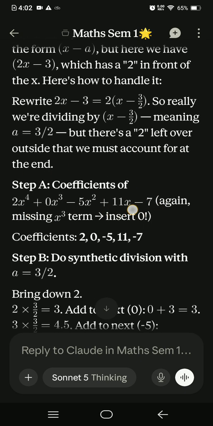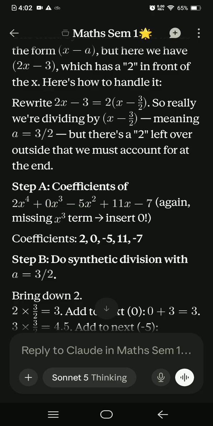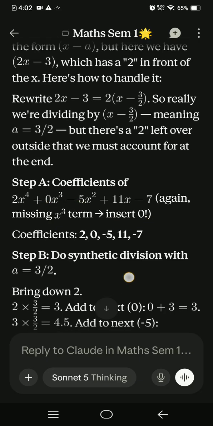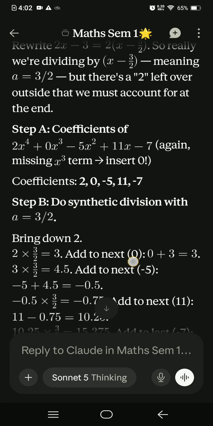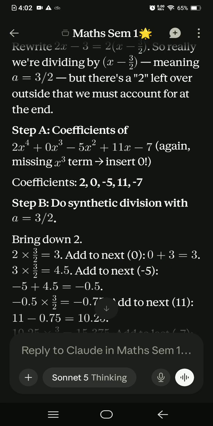Coefficients, again x cube was missing, so we insert 0. Now we have the coefficients. Do synthetic division with a equals 3 by 2. So 2 will come down just like that, bring down 2. Now 2 times 3 by 2 is 3, and the second coefficient was 0, so 0 plus 3 is 3. Now 3 times 3 by 2 is 9 by 2, 9 by 2 under minus 5.